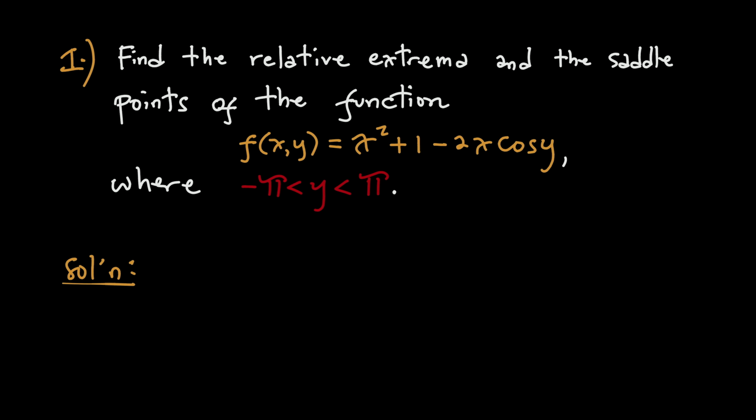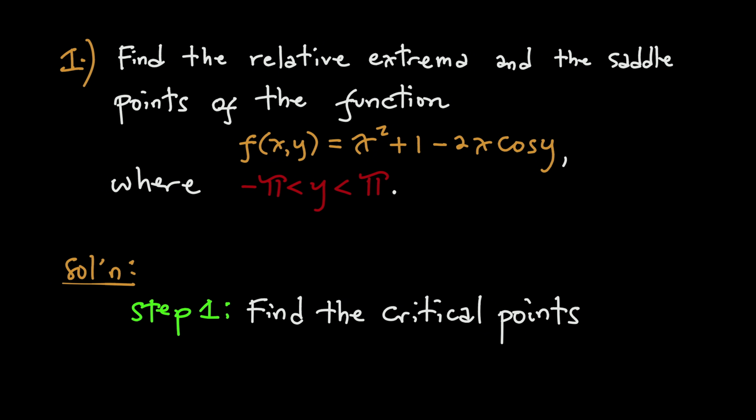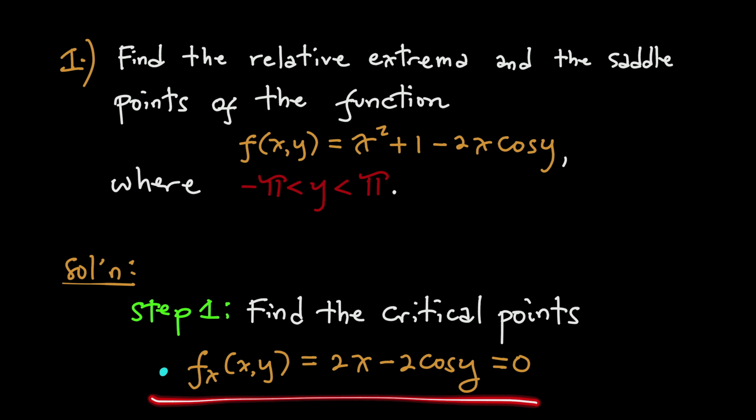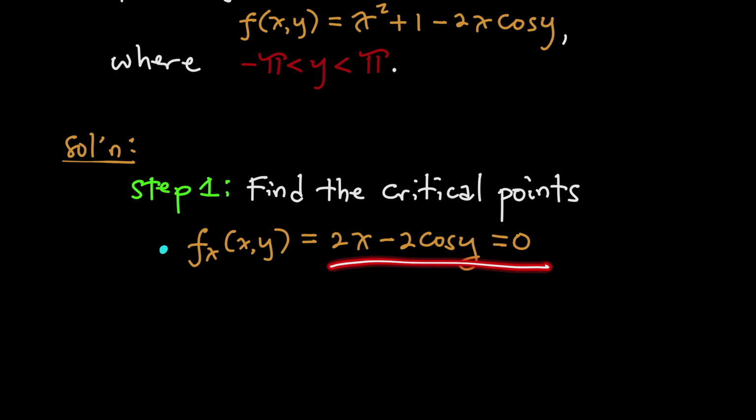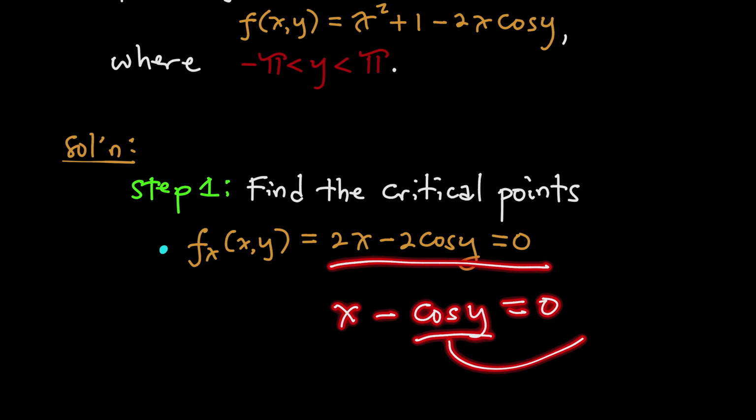For the solution, step 1, find the critical points. And these will be the candidates for our extrema and saddle points. So here, if we differentiate this with respect to x, we have 2x for this case, and then 0, and this one gives us 2 cosine of y. Now, dividing this part of the equation by 2 gives us x minus cosine y equals 0. And then transposing cosine y to the other side of the equation gives us x equals cosine of y.